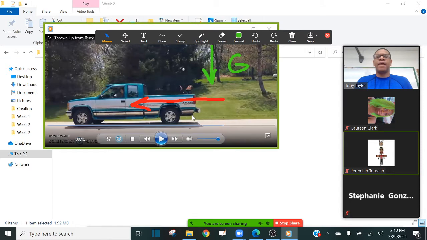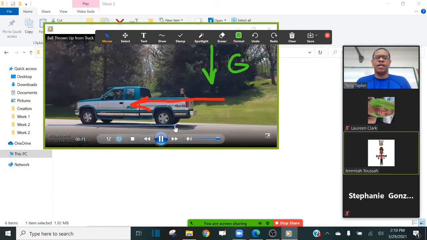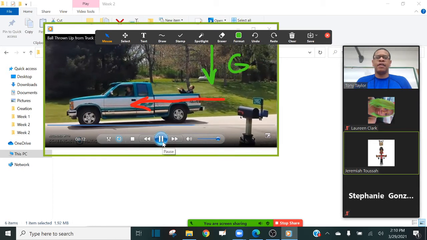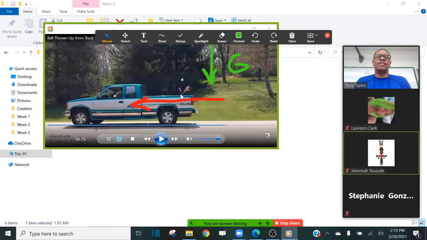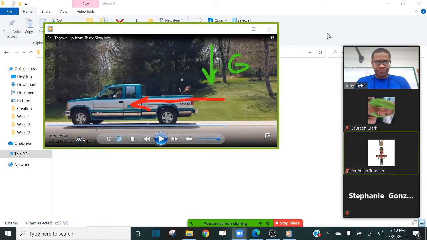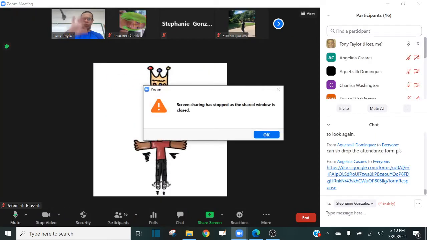Okay, Jeremiah, does this example make more sense when you look at it? Yeah. So you see what I mean when I say if you throw a ball straight up, it's always going to stay above the moving vehicle or the moving object. Hopefully that makes sense now. Okay, all right, and like I said, we're going to elaborate more on this concept in the coming days.